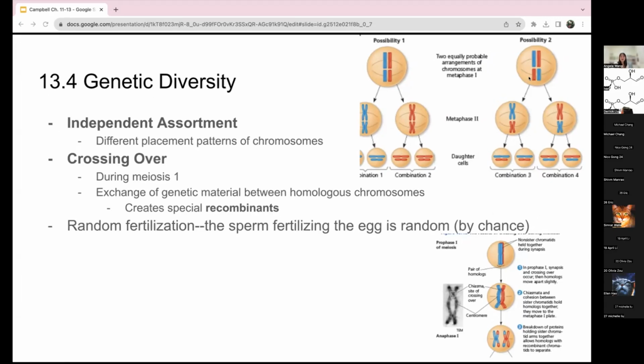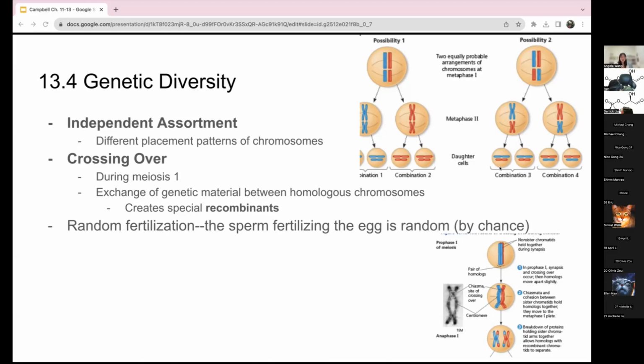However, there is another possibility where your blue and red chromosomes don't line up in the same orientation, and this can give you different arrangements of sister chromatids in your daughter cells, as you can see here. This allows for random assortment of these chromosomes into the daughter cells, and the same goes for meiosis 2, where the sister chromatids are assorted into gametes randomly.